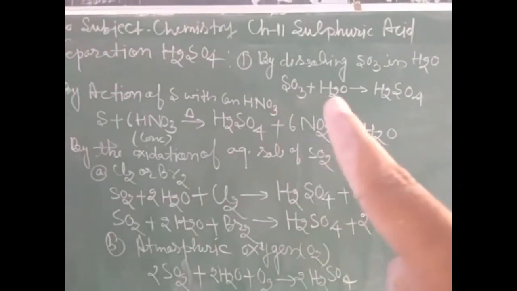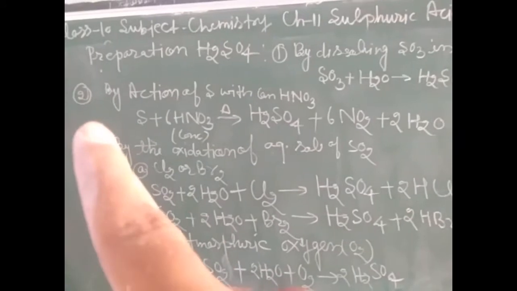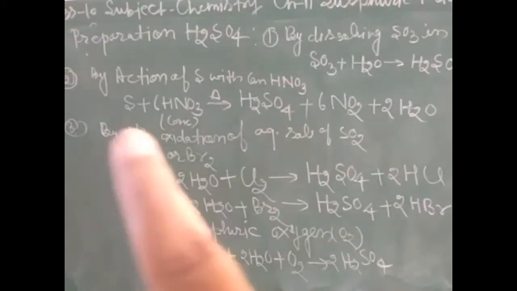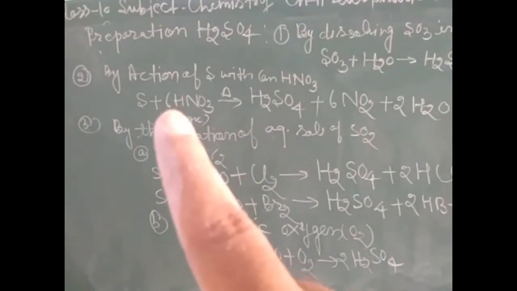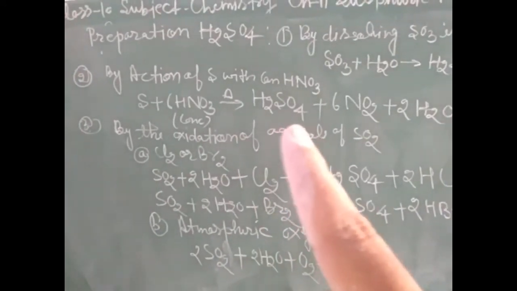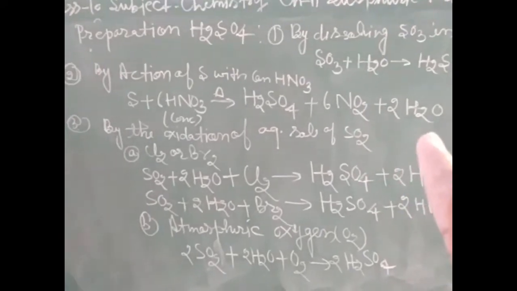When sulfur trioxide is dissolved in water, formation of sulfuric acid will take place. Now the second type of preparation is by the action of sulfur with concentrated nitric acid. When sulfur is combined with concentrated nitric acid, here is 6HNO3, on heating it gives H2SO4 along with formation of nitrogen dioxide and water.